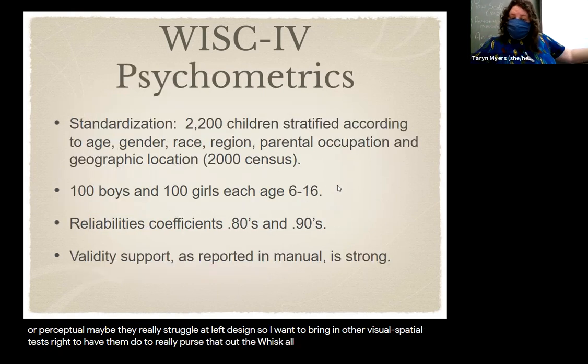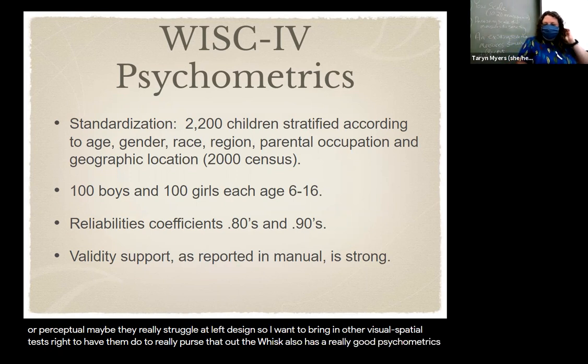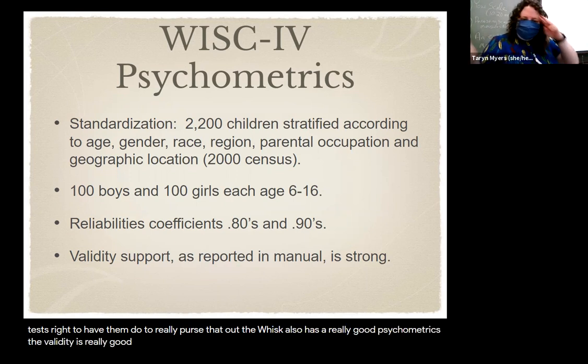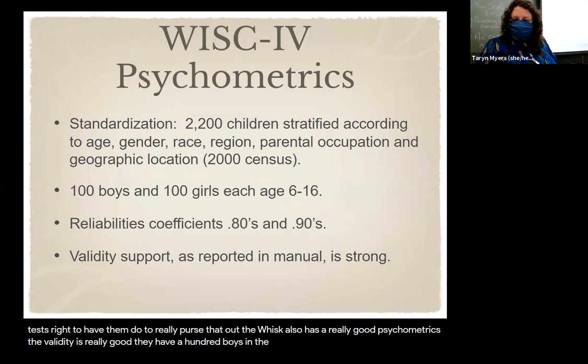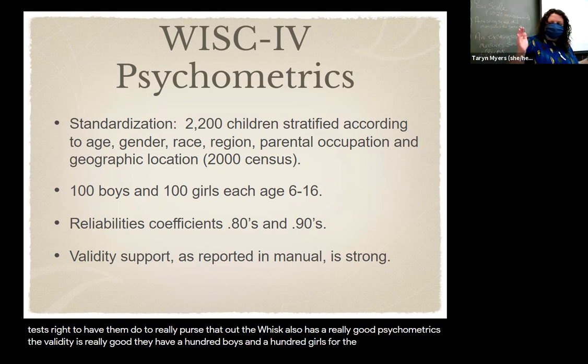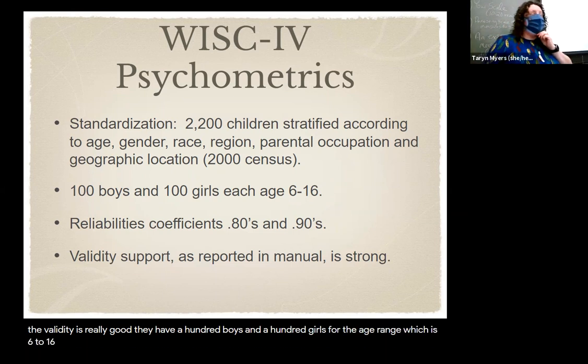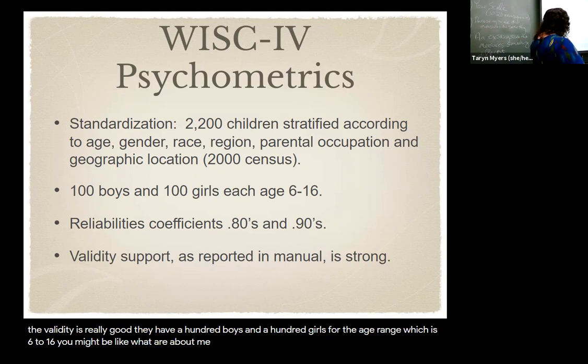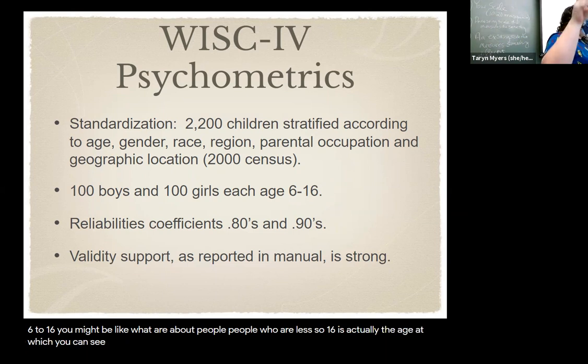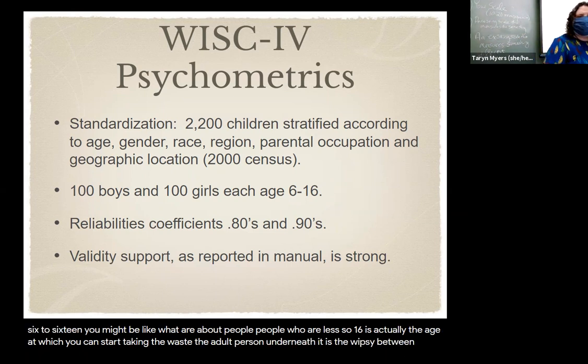The WISC also has really good psychometrics. The validity is really good. They have 100 boys and 100 girls for the age range, which is 6 to 16. You might be like, what about people who are more than 16? What about people who are less? So 16 is actually the age at which you can start taking the WAIS, the adult version. Underneath that is the WISC, which we will also talk about today.